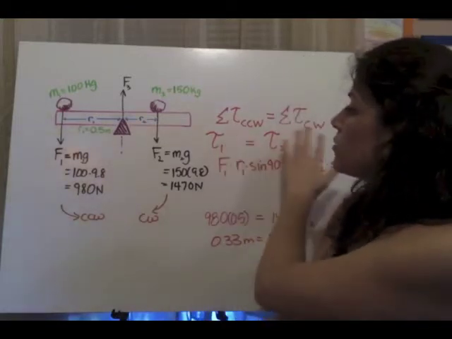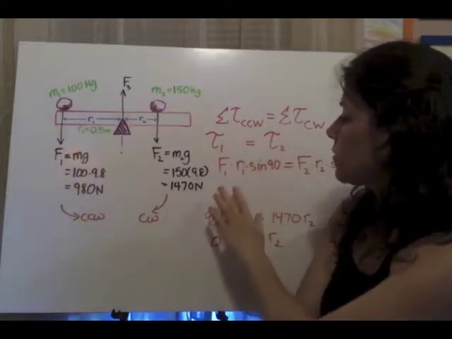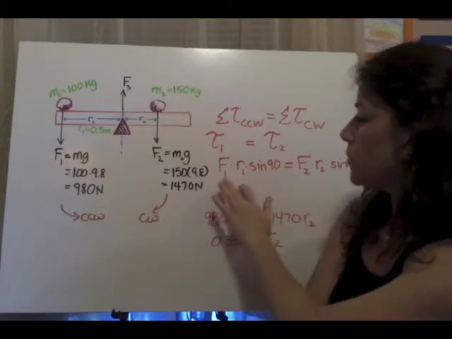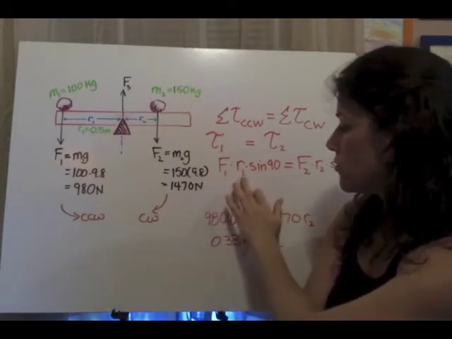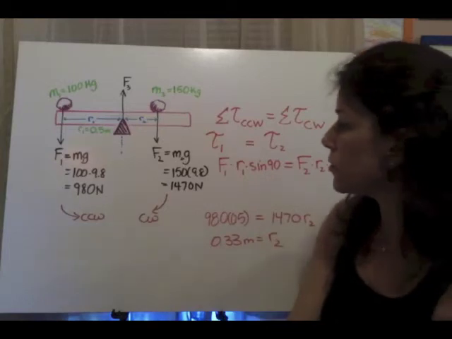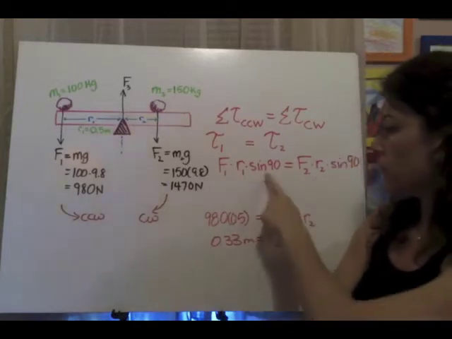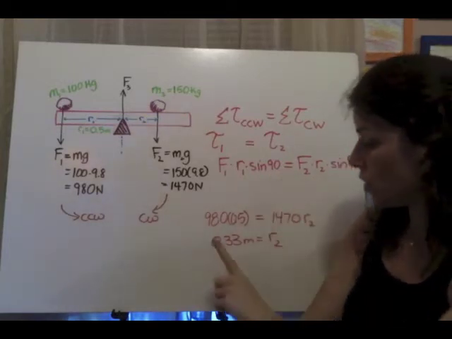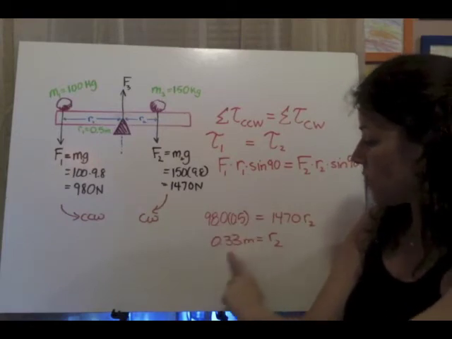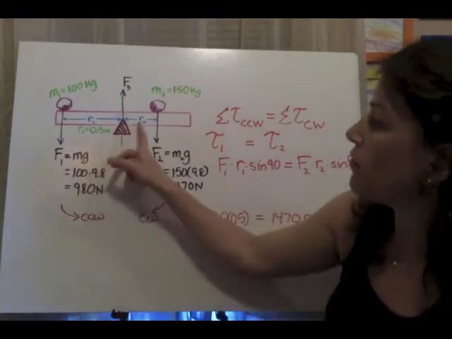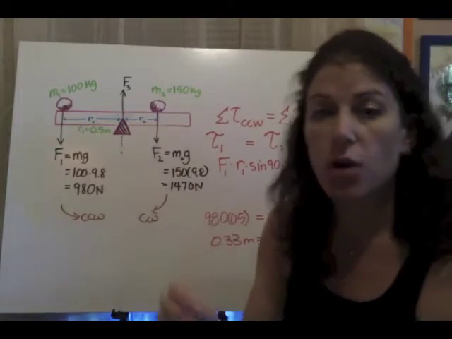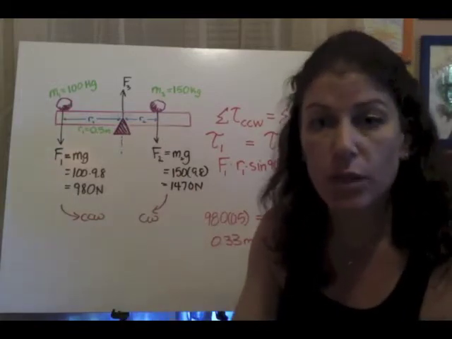So you write out net torque clockwise equals net torque counterclockwise, and you can plug in the force and the distance from the pivot. These are right angle forces, so the sine of 90 goes to 1. And when you plug in the numbers, you could find the distance of this, where this has to be placed in order to cause a condition of equilibrium.